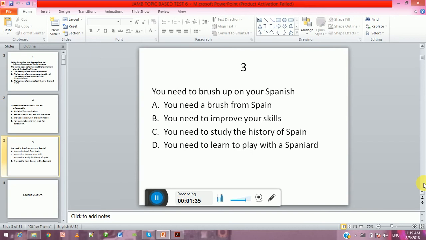3. You need to brush up on your Spanish. A. You need a brush from Spain. B. You need to improve your skills. C. You need to study the history of Spain. D. You need to learn to play in a Spaniard.